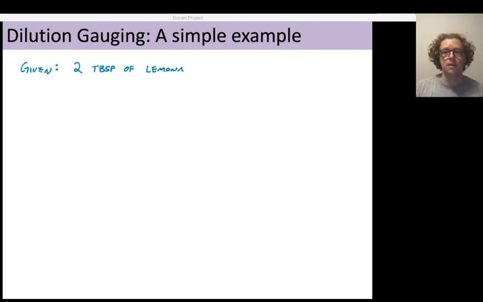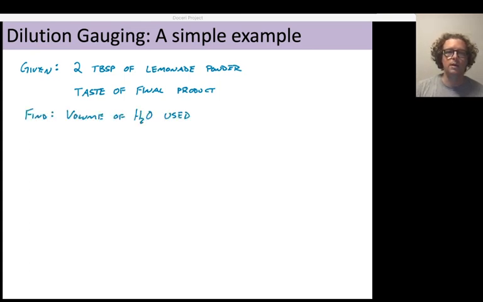Let's think about making lemonade from a powdered mix. So if I give you 2 tablespoons of lemonade, and I let you taste the final product, could you estimate how much volume I mixed it in? And if you're not sure about that, let's walk through this as an example. So our goal being the volume of water that I mixed those 2 tablespoons of lemonade powder with.